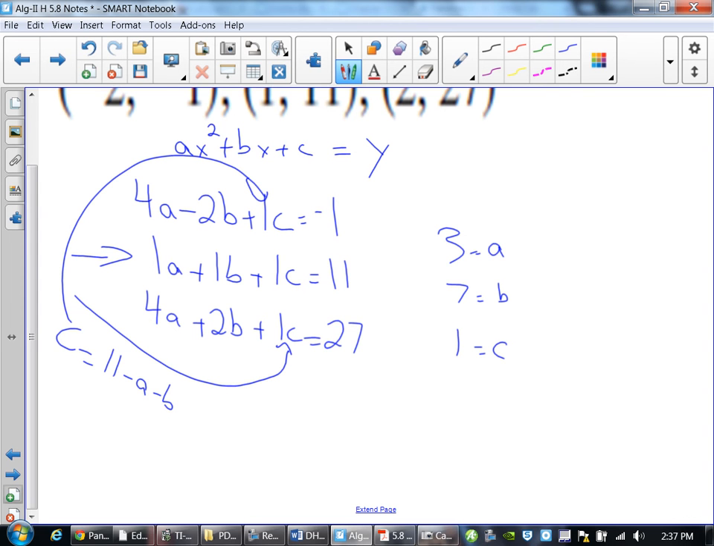Because this is your a, b, c, these are your coefficients then. You'll have 3x squared plus 7x plus 1. And that's your equation. That's your answer. Homework, we told you. Okay, awesome. Questions?